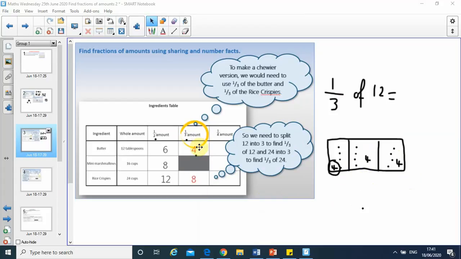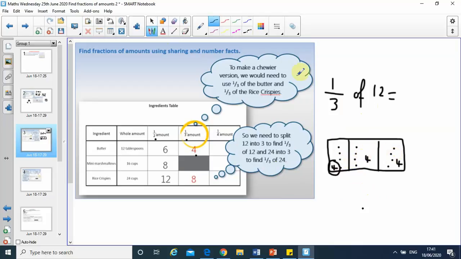I challenge you to do the same with that. 1/3 of 24. We know the answer is 8. Can you prove that for me? So I would expect a sum, 1/3 of 24. I expect 3 boxes, because that's the bottom number, to count them out, and that should have 8 in each box. And remember, I don't like scattered dots everywhere. I like them nice and straight.